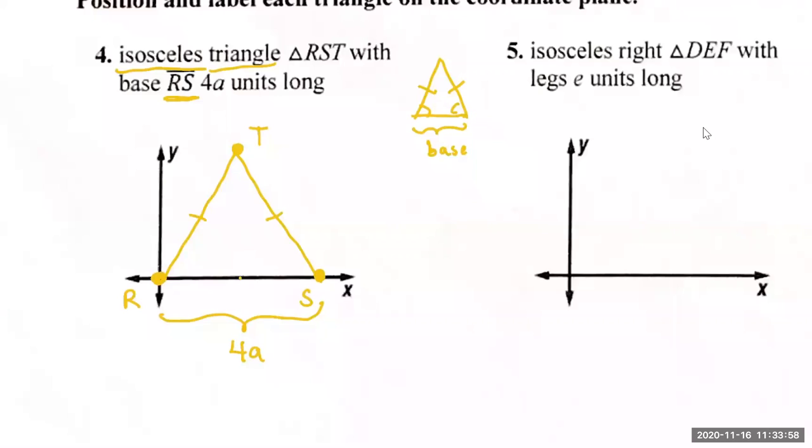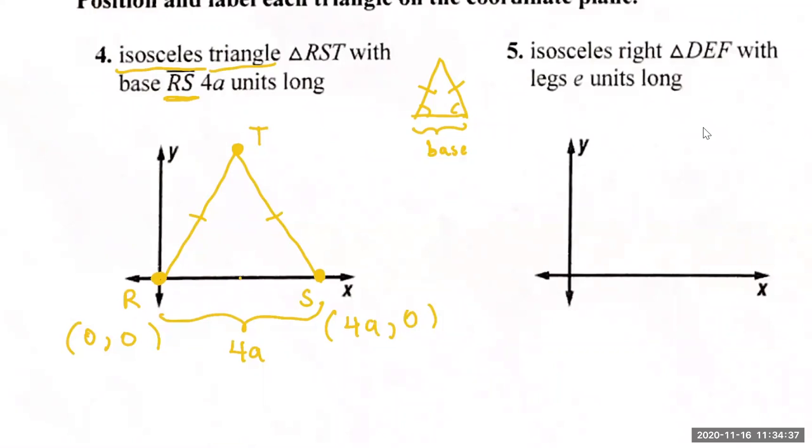Okay, so what is the coordinate point for R, you guys? What's the coordinate point for R? Okay, we should always try to have a vertex at the origin. So this is 0, 0. Okay, so if the length of the base is 4a, what is the coordinate point for S? What's the coordinate point for S? Good, you guys are on the x-axis, so the y-coordinate should be 0, so 4a comma 0.